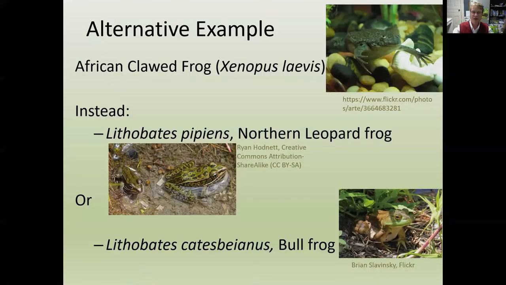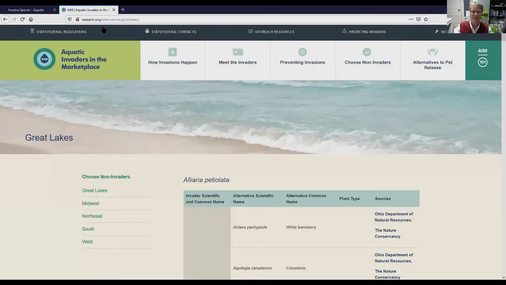Some alternatives that you might consider using with your classes. I know some of you may have used African clawed frogs as part of a curriculum. There are other options, and an example of this is the northern leopard frog or even the bullfrog, both of which are native species. And one of the places I want to show you where I found that information is, as I referred to before, that takeaim.org website.